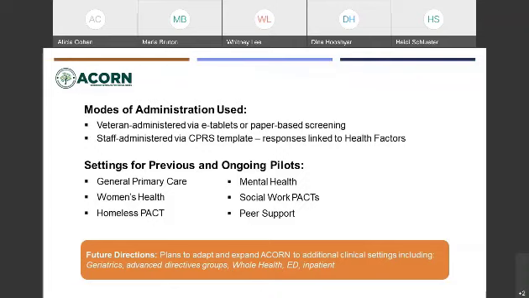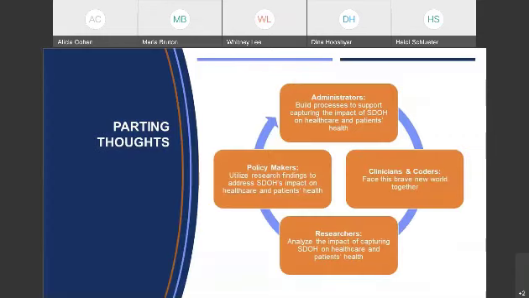So far, since 2018, ACORN has been implemented and evaluated in several VA clinical settings, including general primary care, women's health, and mental health, as well as a number of ongoing pilots, which are listed here. I'm going to stop there for now, but again, we have contact information at the end. We're happy to provide more information about this if it's of interest. But now I'm going to turn things back over to Dr.